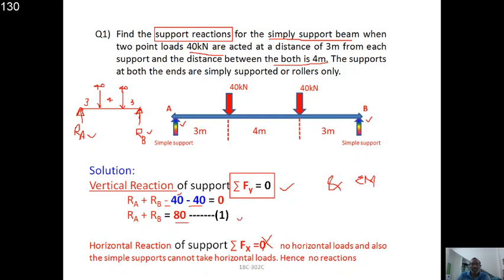So I keep it as equation 1, because in this equation I don't know RA, I don't know RB, both are unknown. So I need to solve for RA and RB. Hence I require another equation, right? Sigma Fx is equal to 0, but that equation is not useful for this type of loading.